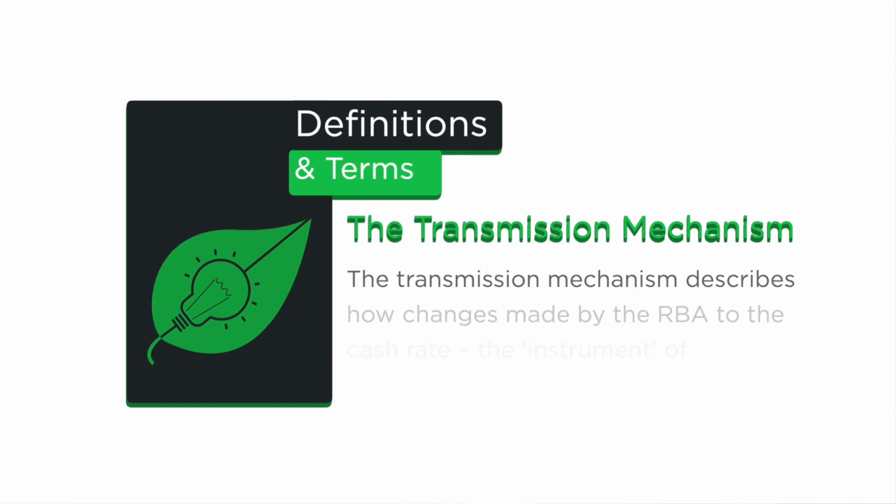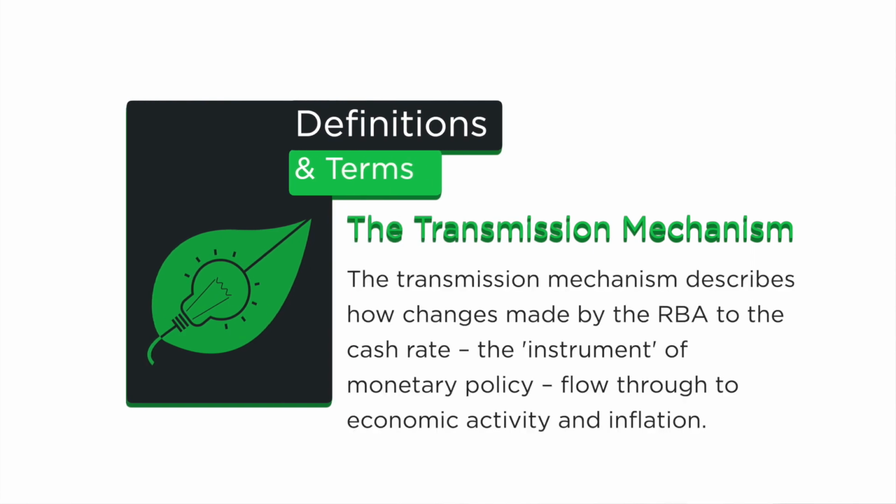How is the RBA expecting this cash rate cut, though, to actually have an impact on the economy? Okay, so when the RBA does cut the cash rate, it actually has to move through a couple of channels, which altogether is called the transmission mechanism. So you've got a couple of channels through which this cash rate has to move in order for it to actually impact the overall macro economy.